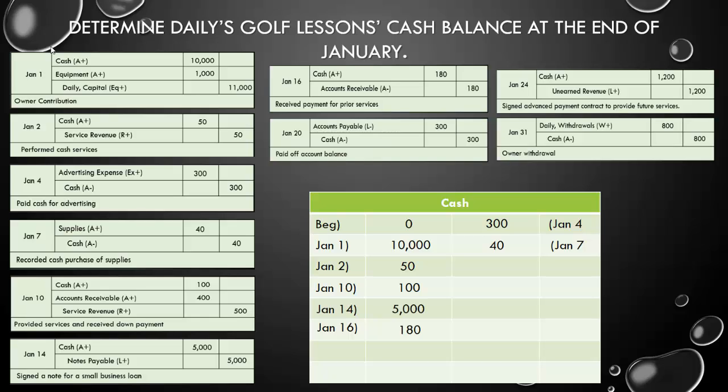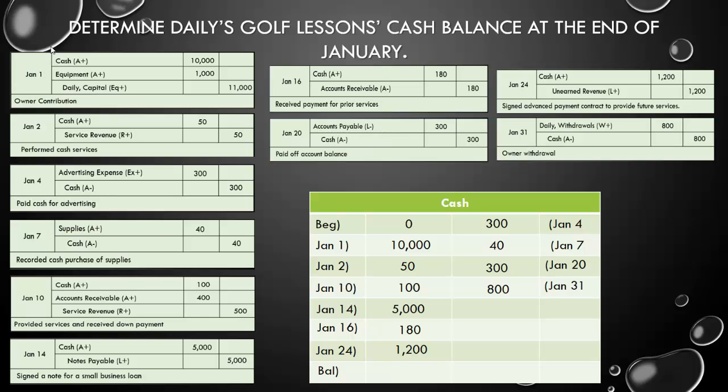On January 16th, we debited cash for 180 bucks. We threw that into the T account. On January 20th, we credited cash for $300 when we paid off our account for that equipment we had previously purchased, and let's credit that in the T account. On January 24th, we debited cash for $1,200, and on January 31st, we credited cash for $800 when the owner made a withdrawal.